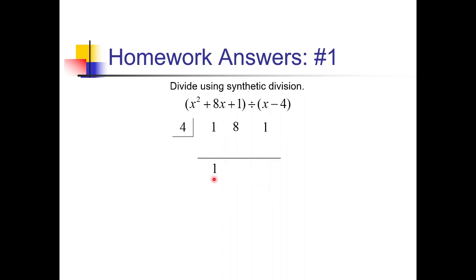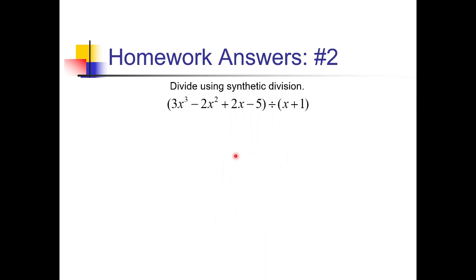So we'll bring the 1 down here. 4 times 1 is going to give me 4, and then we're going to do 8 plus 4 to get 12. 4 times 12 is going to be 48, and then 1 plus 48 gives us 49. So our quotient is going to be 1 x to the first power, because we're 1 less than we started, plus 12, plus we have a 49 over x minus 4 for the remainder.